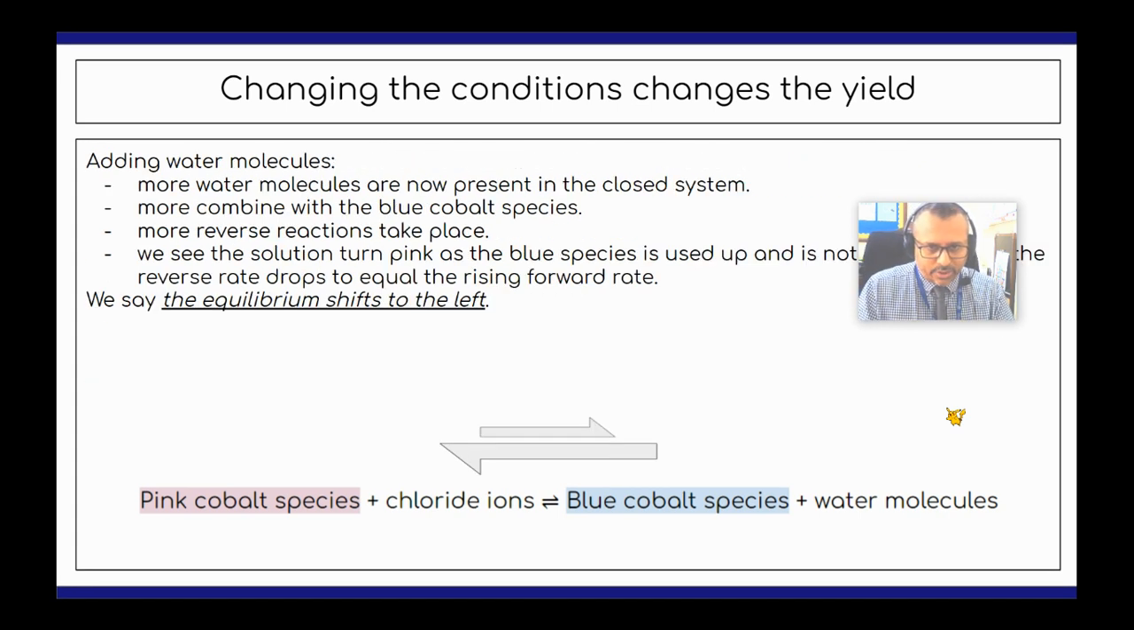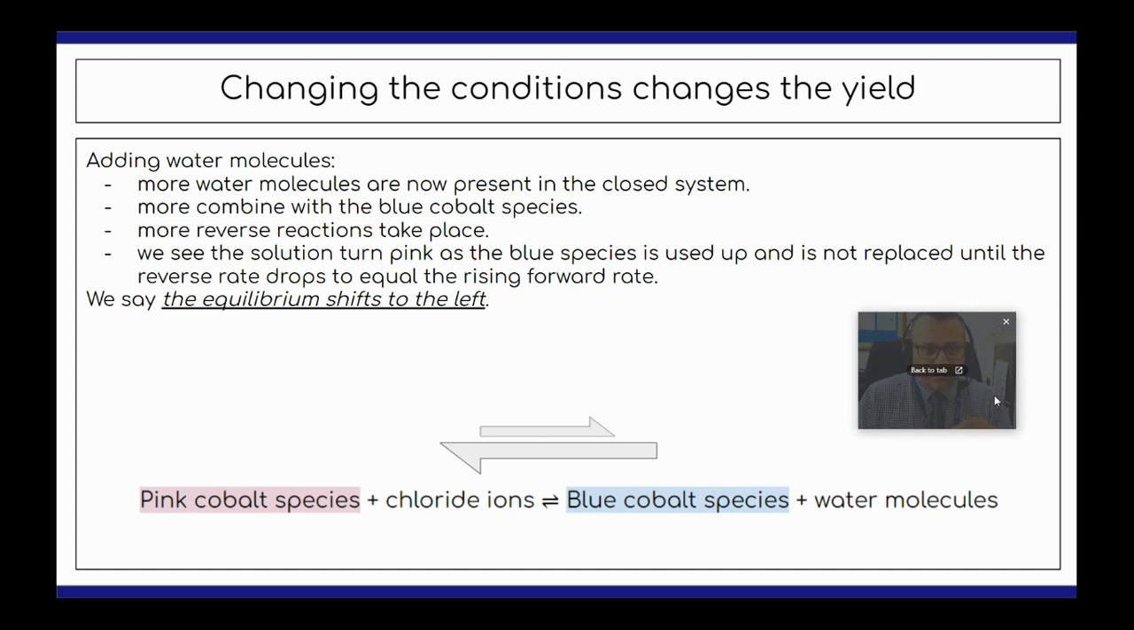If you add water molecules, the water molecules that are present can now combine with the blue species, increasing the reverse reaction rate. The solution can turn pink as the blue species is used up and is not replaced until the reverse rate drops to equal the rising forward rate. So in that situation, you need to be able to write that the shift is to the left.